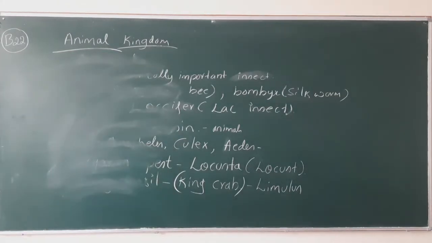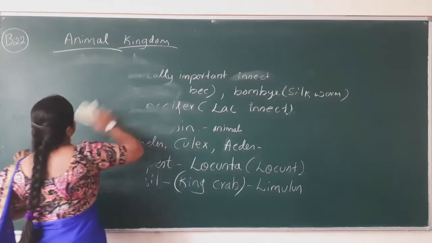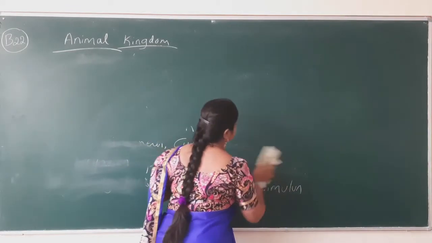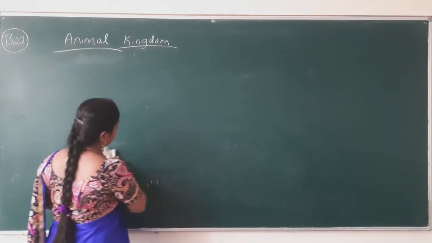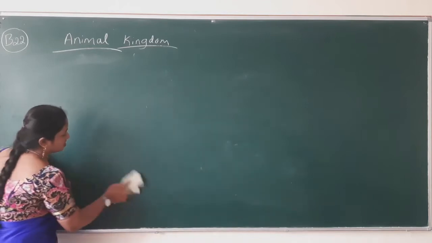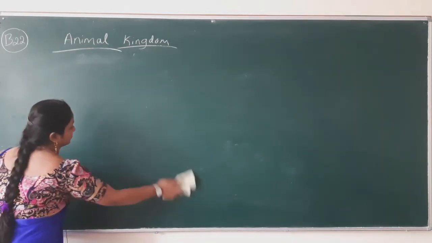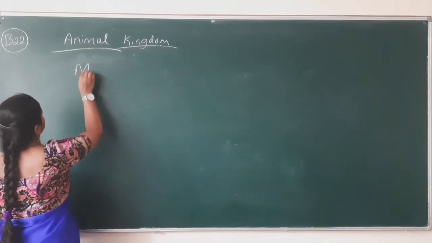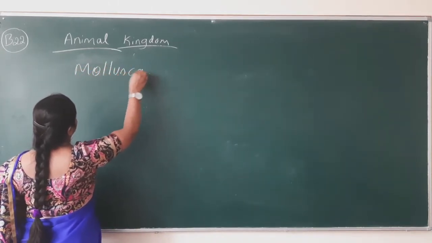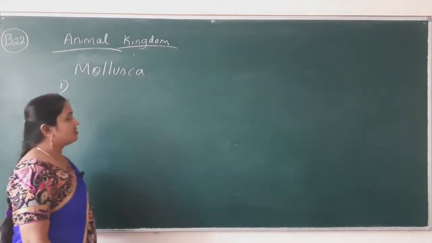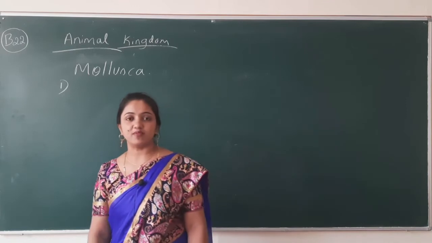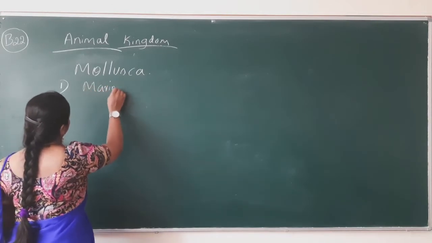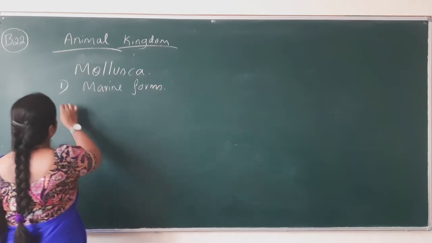Next, we will see the next phylum. The phylum name is Mollusca. Can you give the examples for phylum Mollusca? Freshwater mussel, octopus, snail and apple snail or shells, all those are examples for phylum Mollusca. These are marine forms. The habitat of phylum Mollusca is marine water.